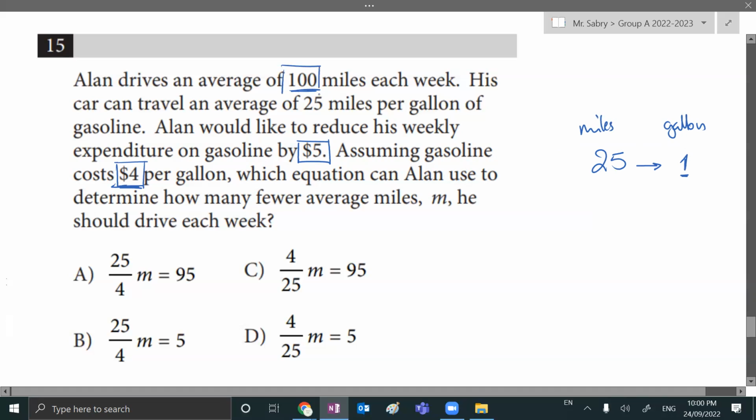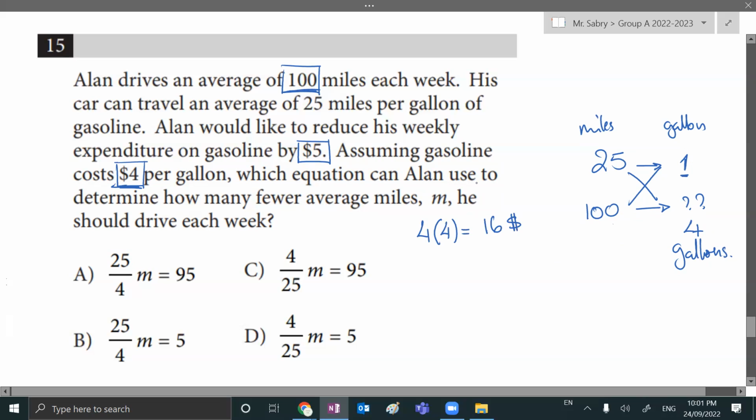Now, if he drives 100 miles each week, then what's the actual amount of gallons that he uses? I'll put here the 100, and I'll get how many gallons are needed, correct? So I'll cross multiply there. 100 times 1 divided by 25, and 100 divided by 25 will give me 4. So apparently he right now uses 4 gallons. How much do those 4 gallons cost right now? It costs $16. Exactly. So the 4 gallons are supposed to be multiplied by the cost of 1 gallon, and that's a total of $16.